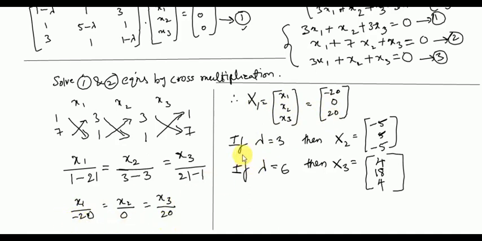If you solve with lambda equals 3, then we get the x2 vector as minus 5, 5, minus 5. Use the same method and put lambda equals 3 in this first equation, and you will get the x2 vector. If lambda equals 6, put the value 6 in this first equation and solve using the same method. You will get x3 as 4, 18, 4. So these are the values of x1, x2, x3. These are the required eigenvectors.